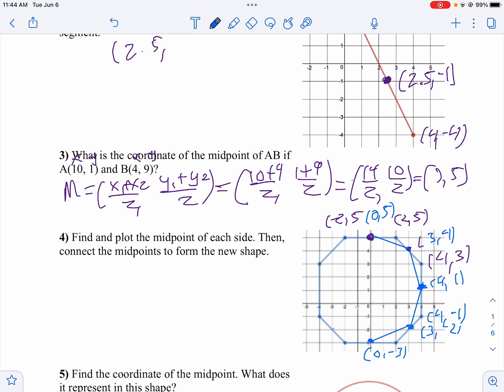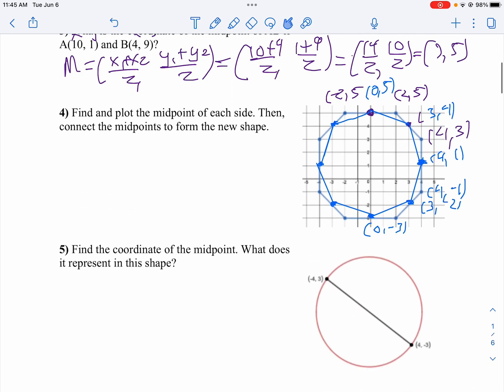And then I'm over here. Here's my next midpoint. And then I'm going from -1 all the way up to 3. That's exactly across right here is my next midpoint. And then finally, here's my final midpoint. And then whoops, I didn't draw that very well, so let's, and then connect them back. And there is your shape composed of midpoints. And that's all you got to do.